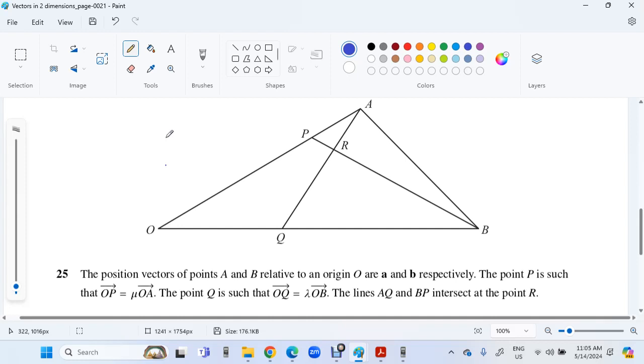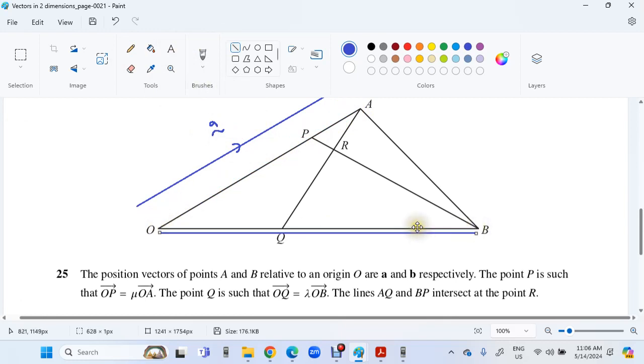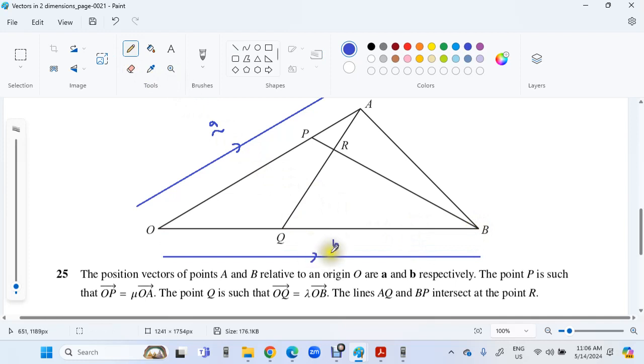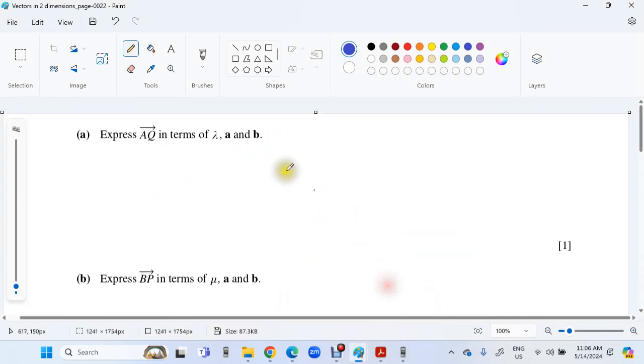Question number 25. The position vector AB relative to AO is A and B. So we know that O to A will be A, and then O to B is B. For this one, OP equals mu OA and OQ equals lambda OB, and AQ and BP intersect at point R.